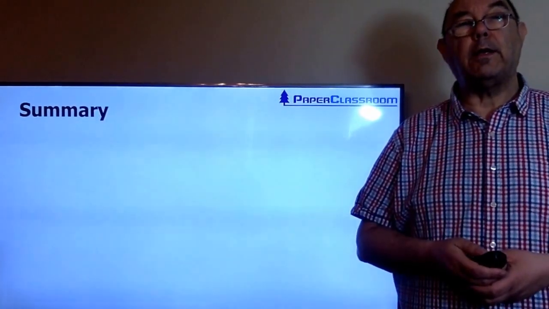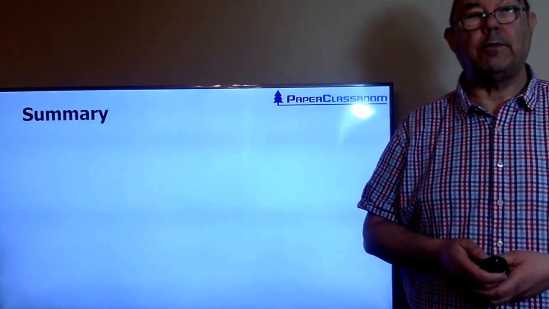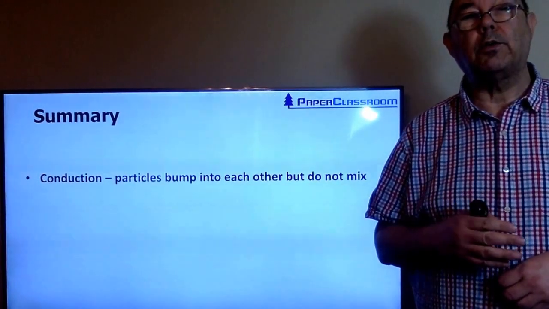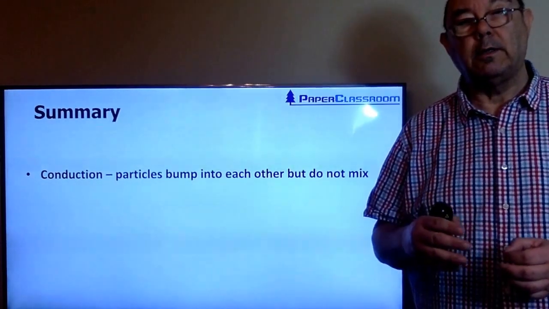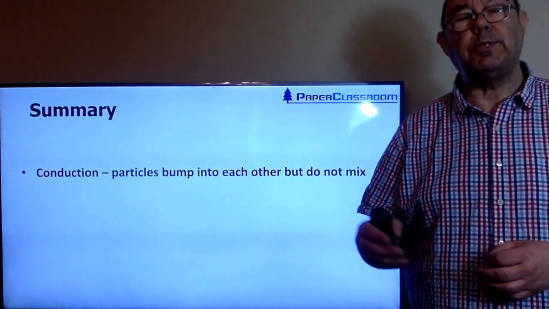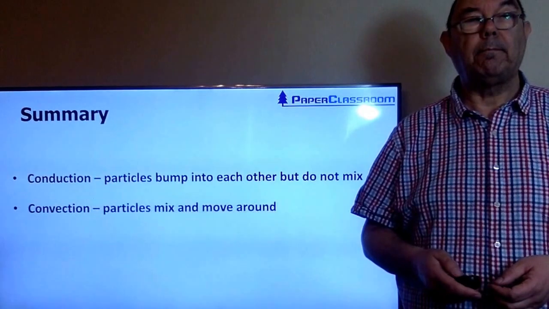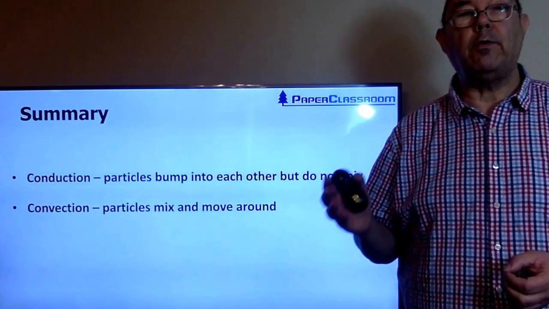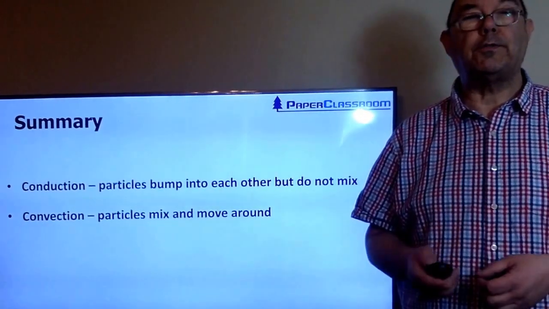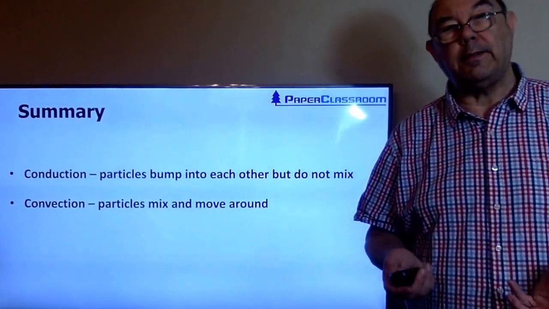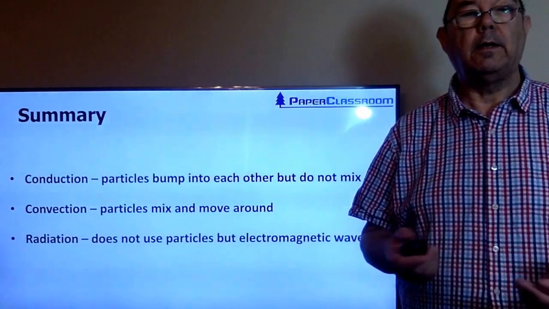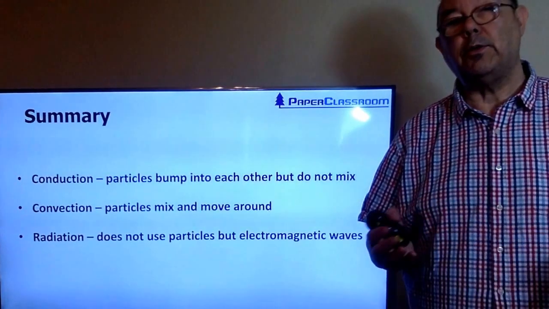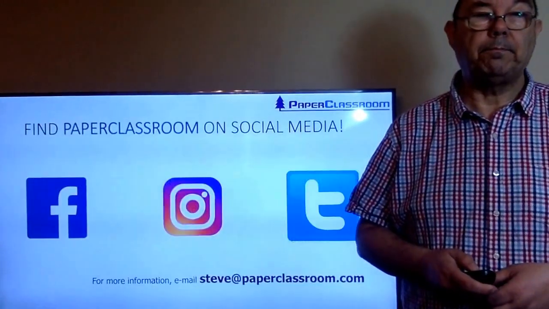So, summary, quick three points just to summarise what we've discussed. Conduction. It's all about particles bumping into each other but not really changing position, therefore not mixing. Convection. This is where particles do move around and they mix and they transfer energy. So they absorb energy and then they let go of the energy. And finally, radiation. It doesn't use particles, but it uses electromagnetic waves.